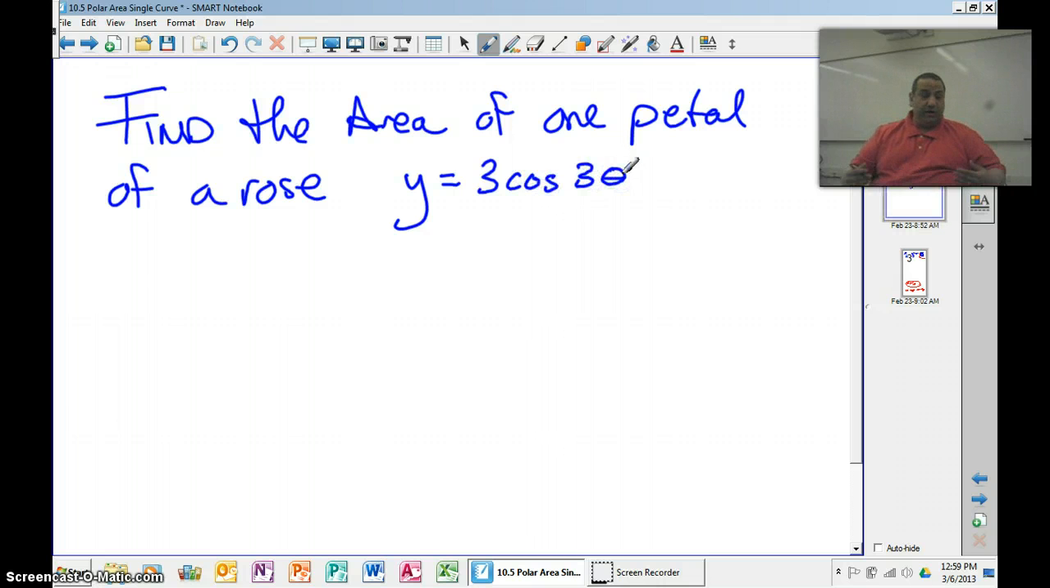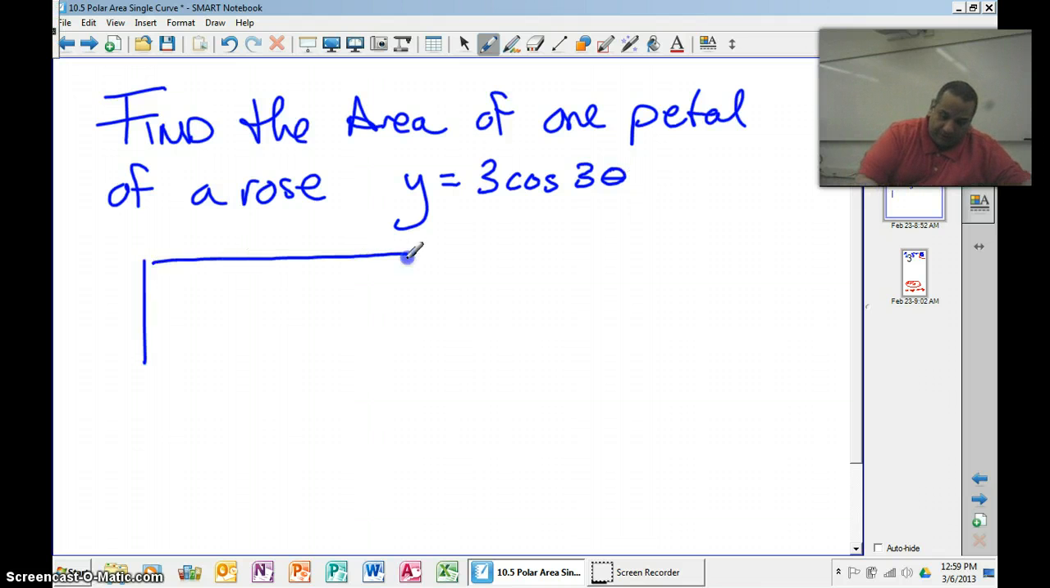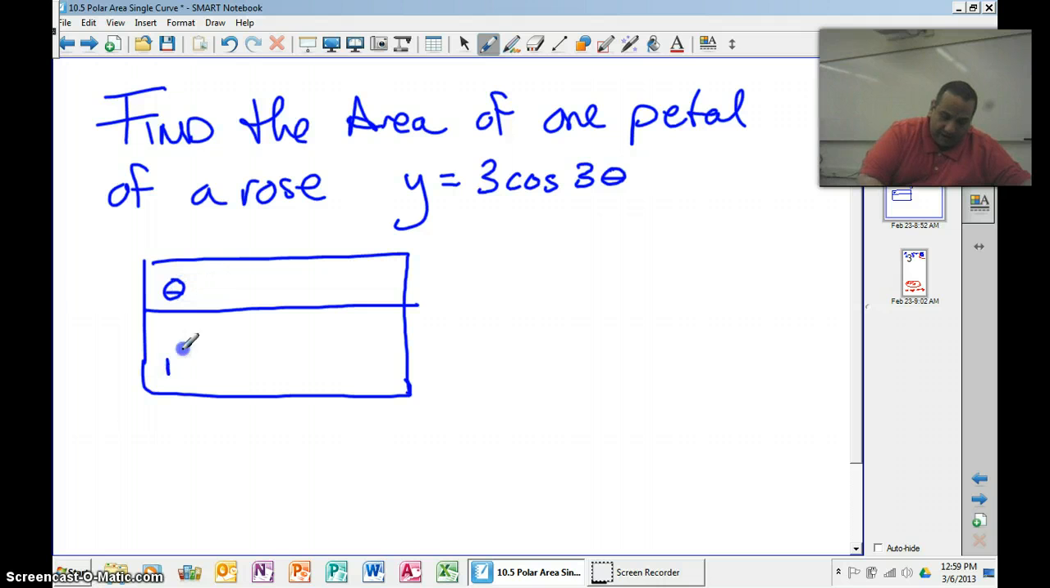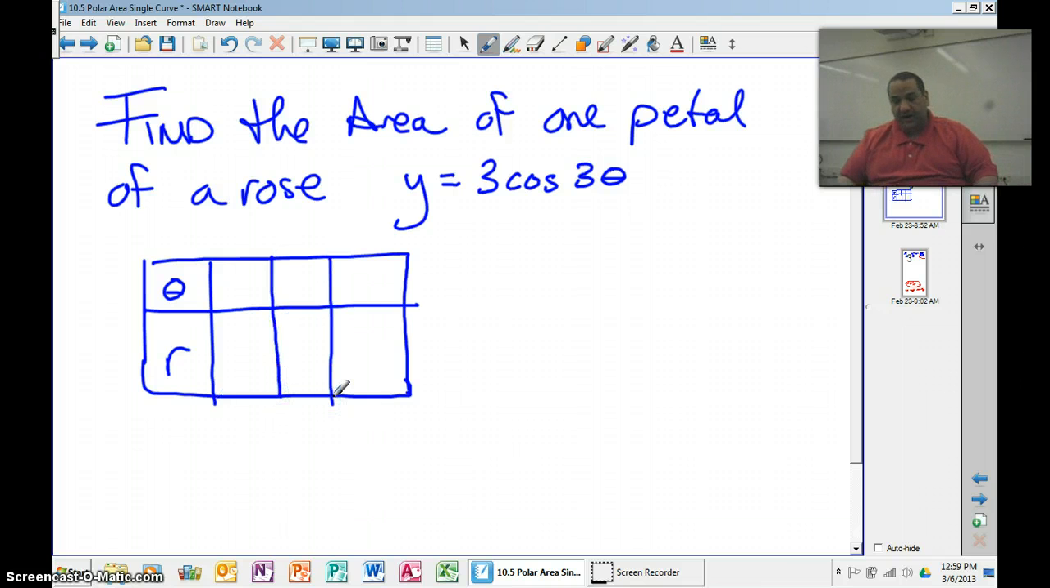Okay, so we know that that is a rose, all right? But wait, let's hold on. Let's find out, we have to make a little table here and find out what happens with the radial lines. Okay, so we get theta and r. Those are our polar coordinates. So let's get some thetas. Now, how do we pick these thetas?